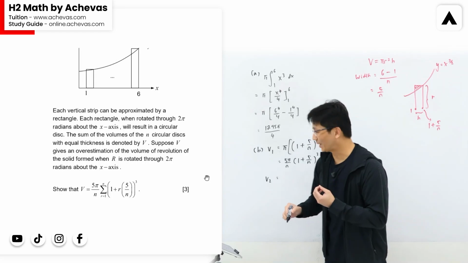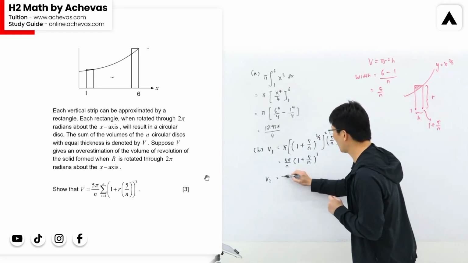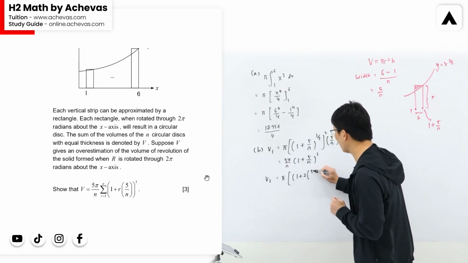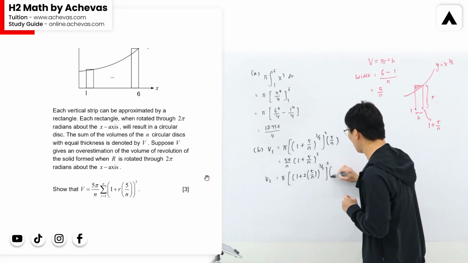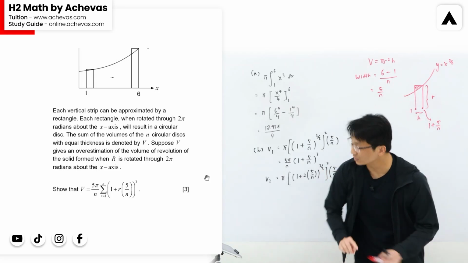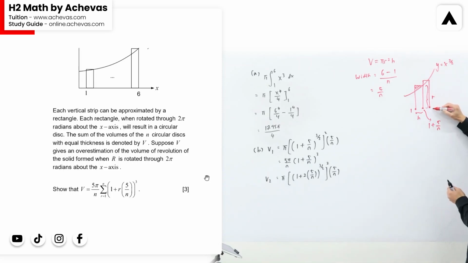Let's write down the second rectangle now. Using the same approach, we will have pi, and this one will be 1 plus 2 bracket 5 over n, to the power of 3, over 5 over n. Why is it 2 times 5 over n? Because if we imagine the next rectangle here, this is 1 plus 5 over n. To get this one, I will be adding another 1 plus 5 over n. So this will be 1 plus twice of 5 over n.